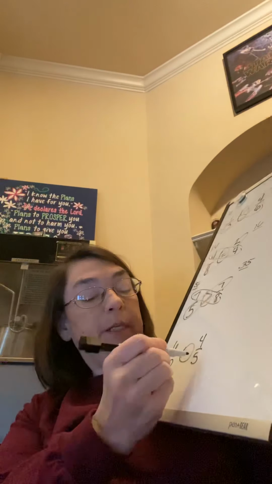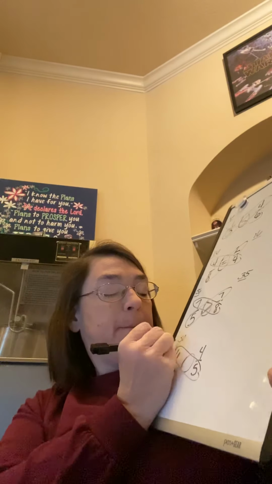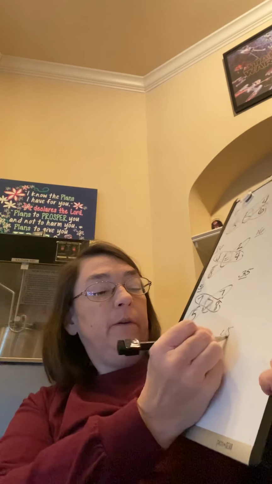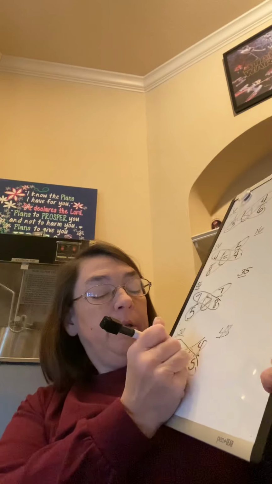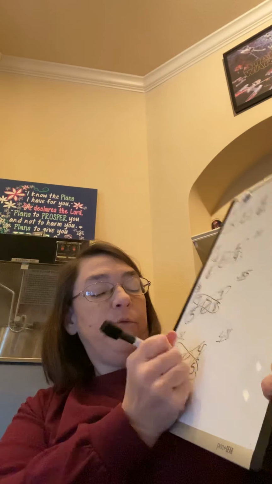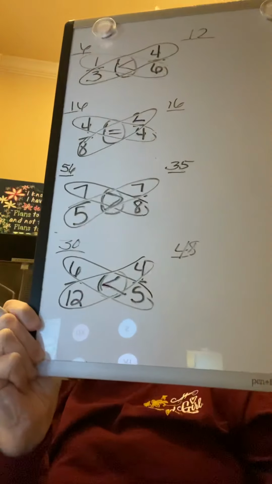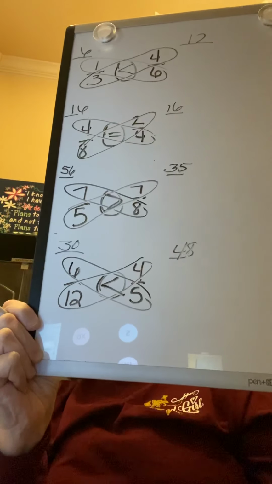And number 14. 6 times 5 is 30. 4 times 12 is 48. 48 is bigger. So my alligator is going to eat my 4/5. All right, I'm just going to give you the answers on 15 through 18 because I don't have time to show them to you.